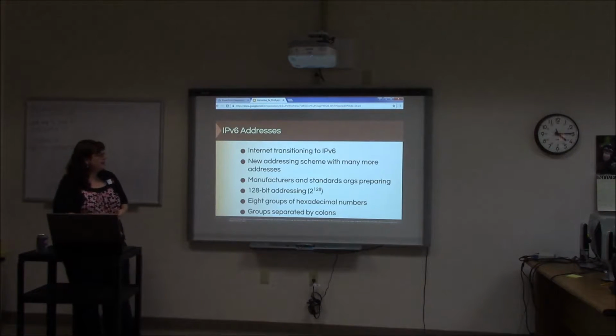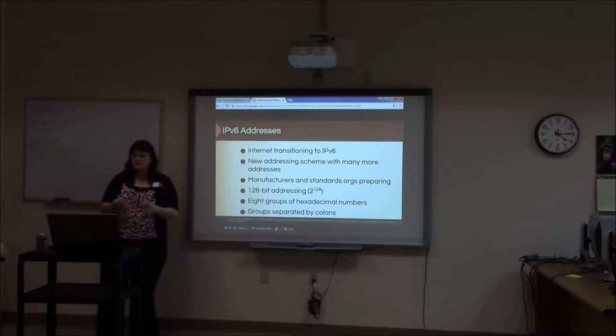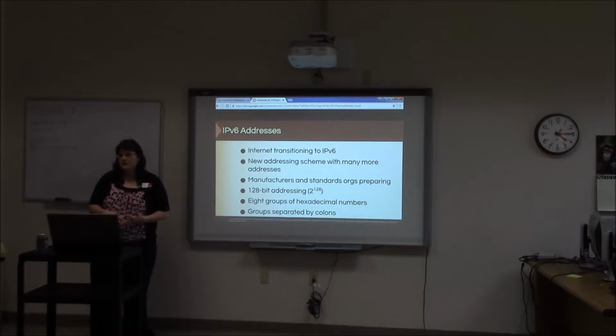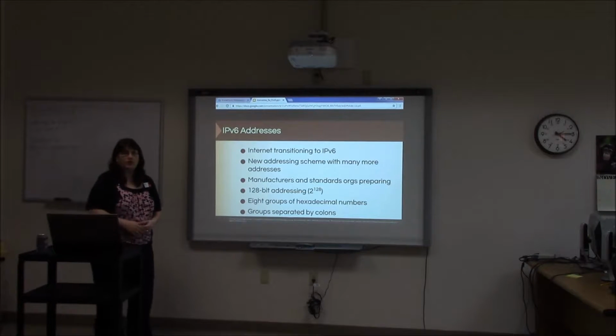So we're transitioning now to IPv6. This is 8 groups of hexadecimal numbers that are separated by colons. This would essentially give us 340 trillion addresses. That's a number so big I can't even comprehend it, but we have a lot more options, let's say.